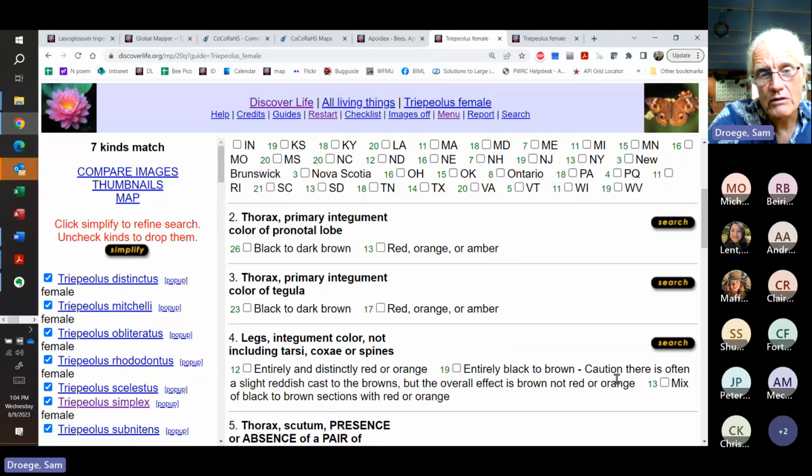So starting with number 2 here in the Discover Life system, we're confronted with color. So color in Triepeolus and many other species where you have something that is reddish, so that can be an orange, an amber, a bright red on a piece of the anatomy of the bee, often is a little problematic. So if it's completely black to brown, that's solid, right? There's nothing there. But a lot of times it's not completely red, orange, or amber. You have, and it says here, primary integument color.